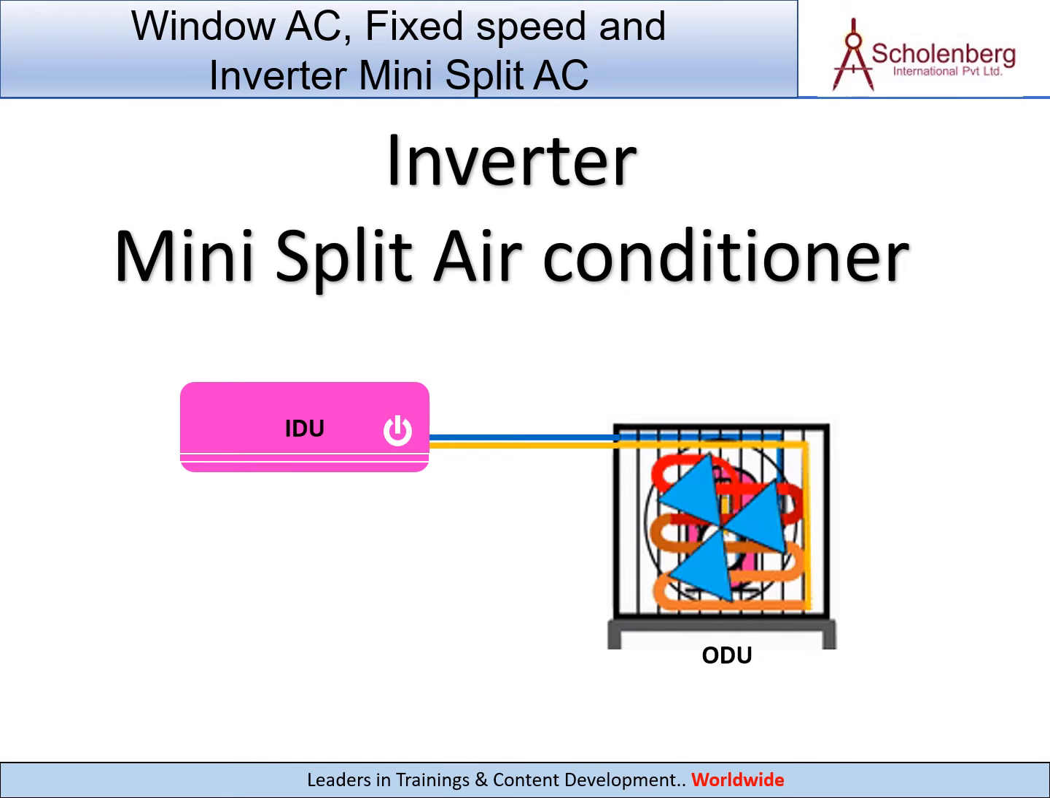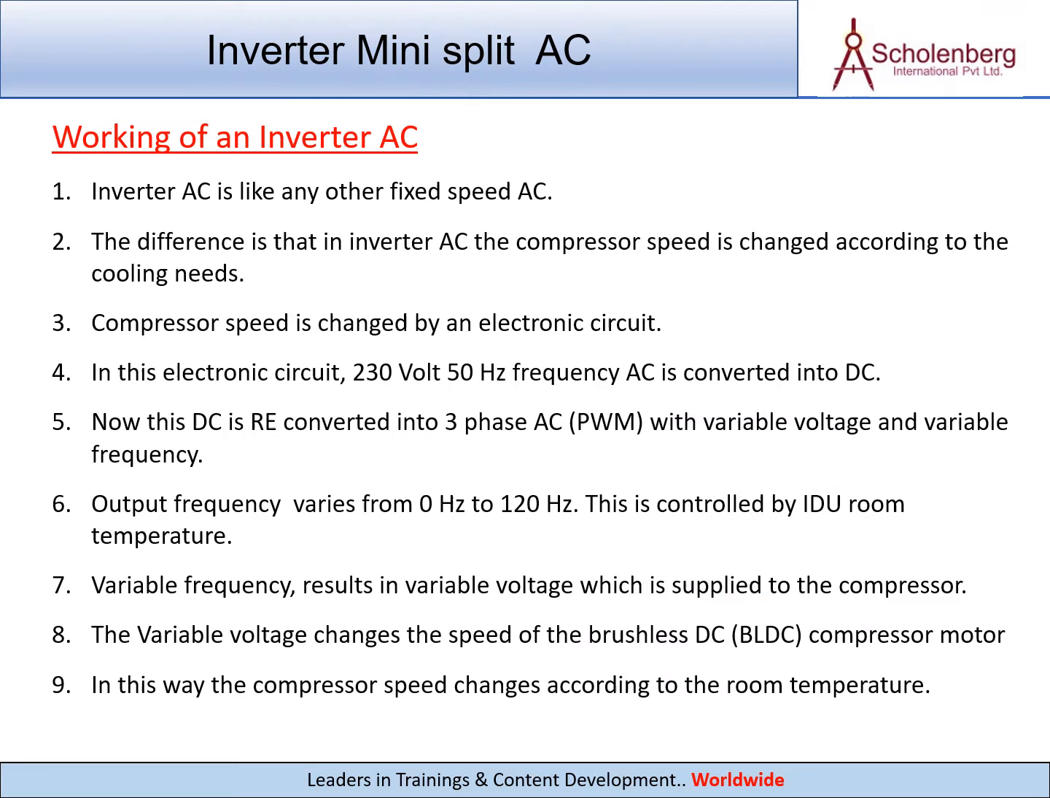Inverter mini split air conditioner. Working of an inverter AC. 1. Inverter AC is like any other fixed speed AC. 2. The difference is that in inverter AC the compressor speed is changed according to the cooling needs. 3. Compressor speed is changed by an electronic circuit.